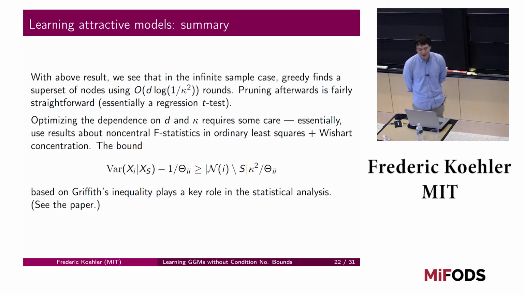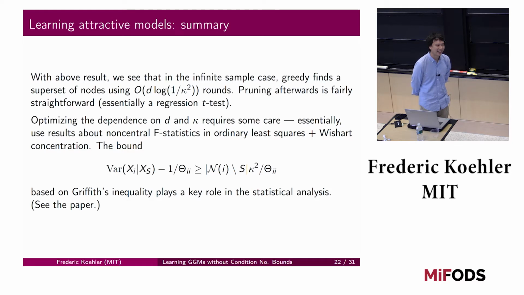Okay, so now we have fixed the analysis. And you see that if I have d log 1 over kappa squared rounds, then I successfully learn the neighborhood of the true node. And there's this thing which is in all of these algorithms where you find a superset. Once you find a superset, then pruning is actually easy. This is just the same as in Guy's paper. What you use is actually the same as what in statistics we call a regression t-test. All of that was assuming there are infinitely many samples.